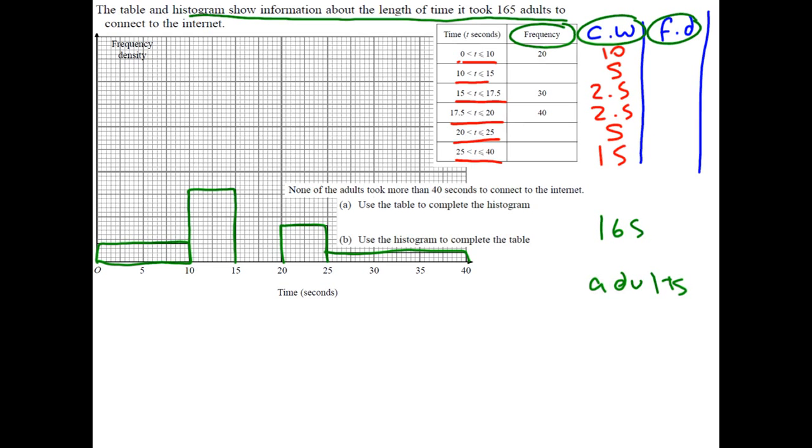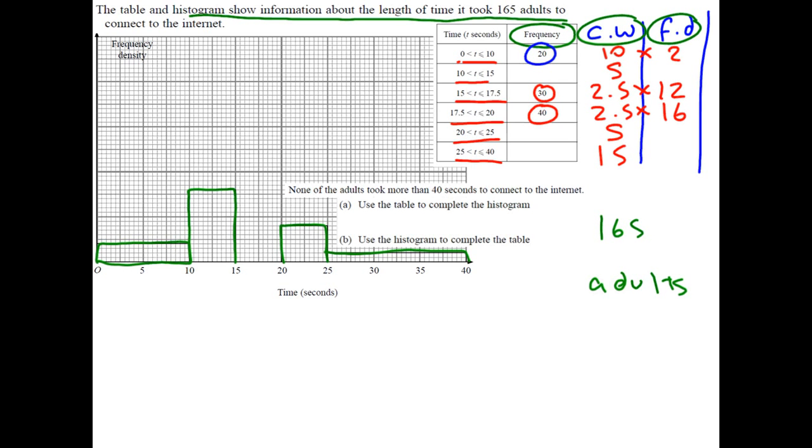The information that we know is the frequency for the first one. So you have to times by a frequency density of 2 to get 20. For the next one we know we need 30, and we want to times something by 2.5. So you can do 30 divided by 2.5, which is going to give you 12. Next one, we want 40, and it's 2.5 times something again. So 40 divided by 2.5 is 16.